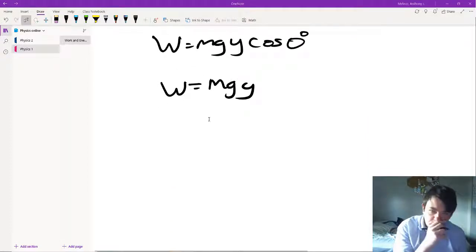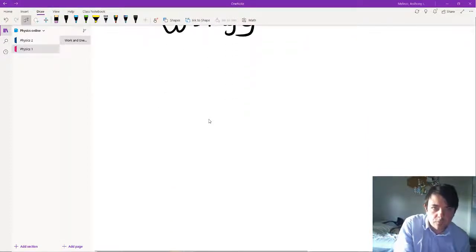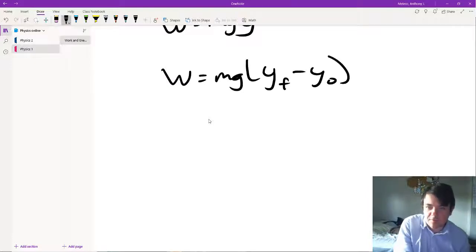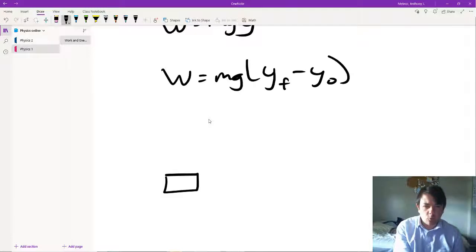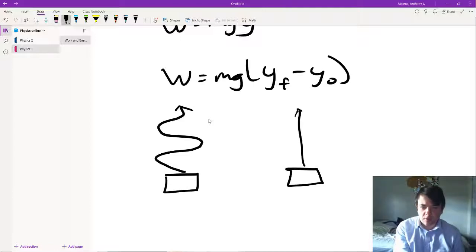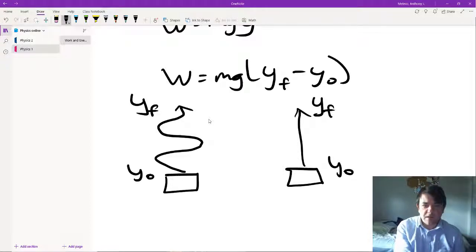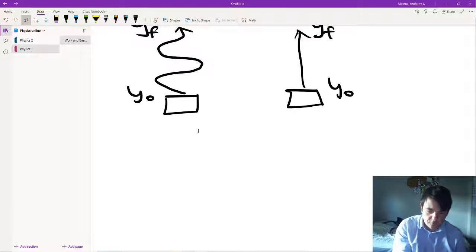One thing I want you to notice: if we substitute in what y was, the final position minus the initial, then about work of gravity specifically, it doesn't depend on your path. The amount of work that you do depends, mathematically, only on the final point and the initial point. It doesn't depend on the path taken. Mathematically, there's only the y final and y initial in this equation. There's nothing else.